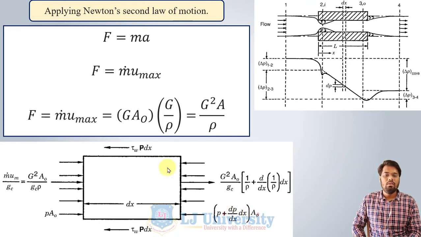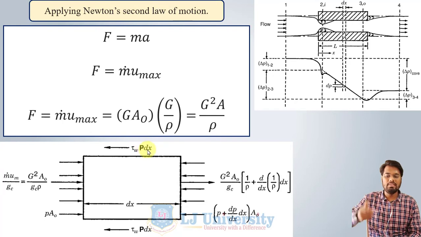Now this tau W is a shear stress which is generated due to the wall friction. So tau W, the shear stress due to the wall, into the perimeter P into dx. Perimeter into dx represents the total surface, where dx is our length and P is the perimeter. So stress into area becomes force.